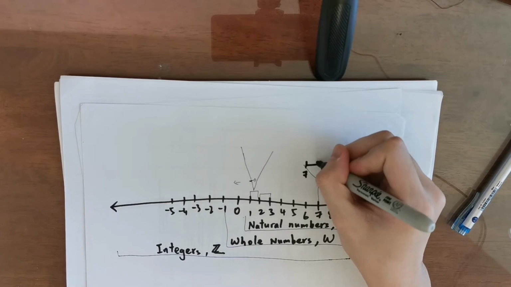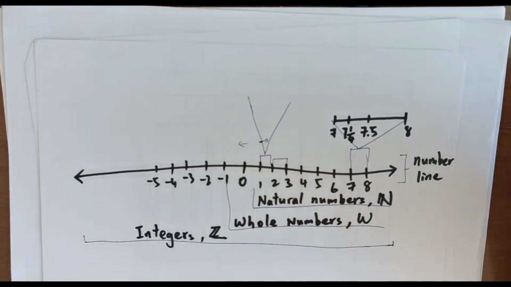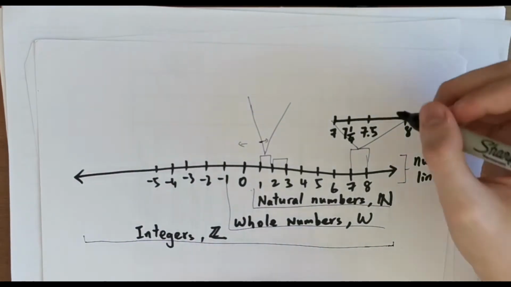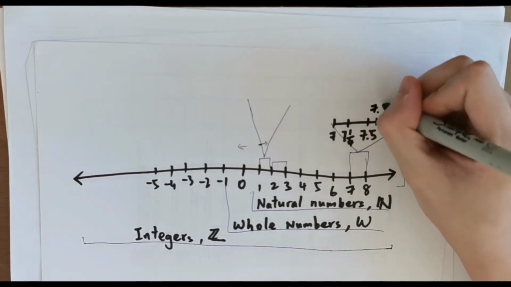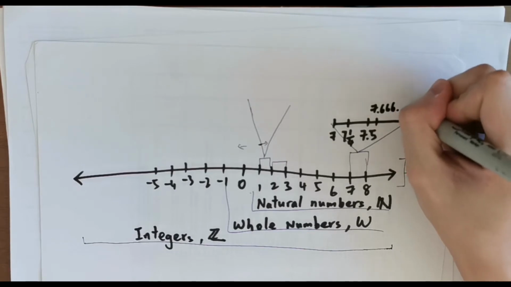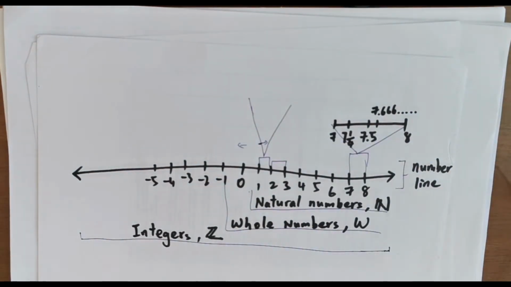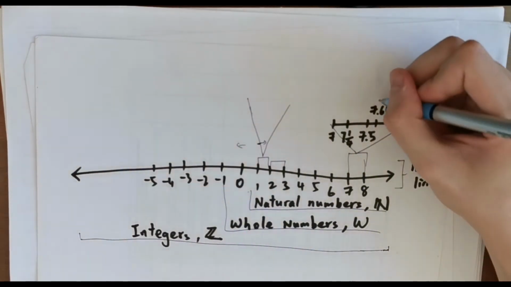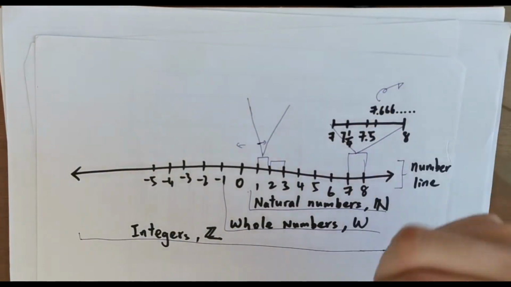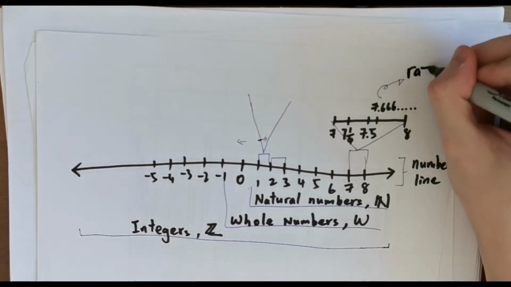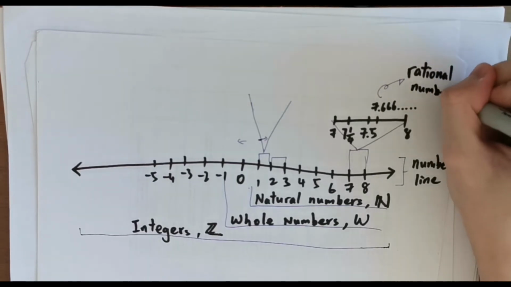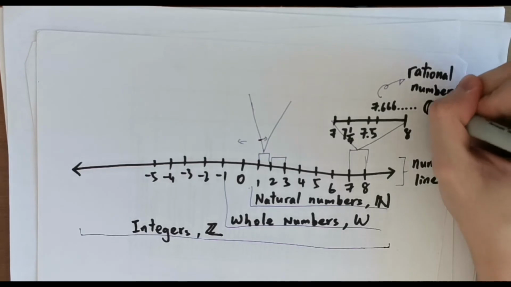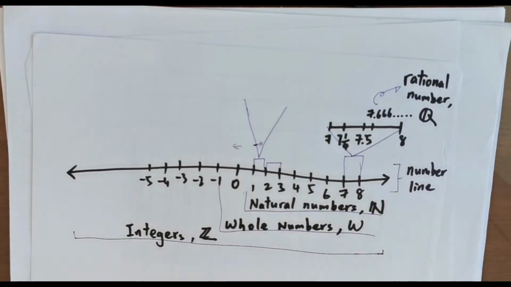and then we can fit 7.25, or we can fit 7.66666, and so on. So these numbers are what we call the rational numbers, symbol Q, numbers that can be expressed as fractions.